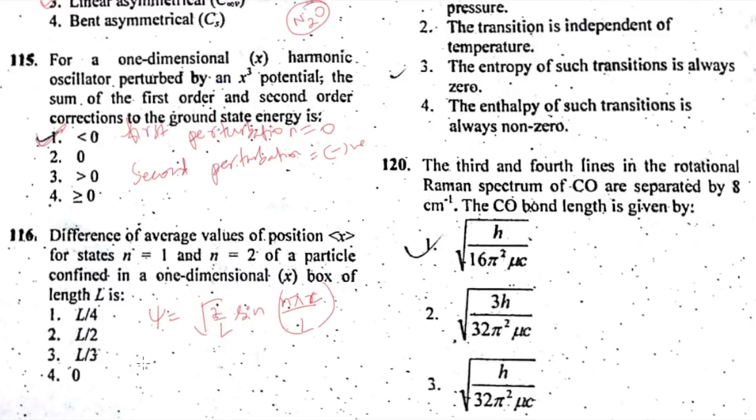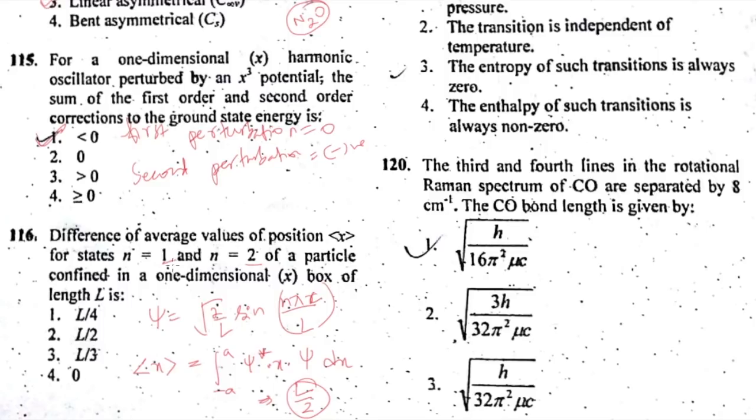Now we know that the average value of x is calculated by this formula, that is the integral from minus a to a of psi star x psi dx. Now I'm not going to solve it, I'm just going to tell you that for a one dimensional box, if you solve this average value of position, you are going to get L by 2. But this L by 2 doesn't depend on n. Okay, so whether it is n equals 1, n equals 2, or any other, it will always be L by 2.